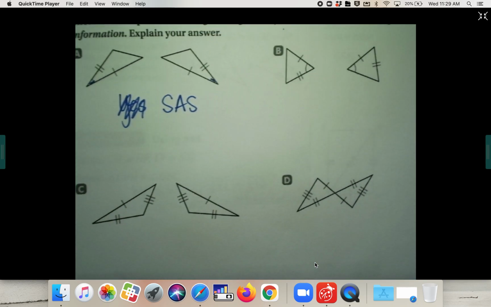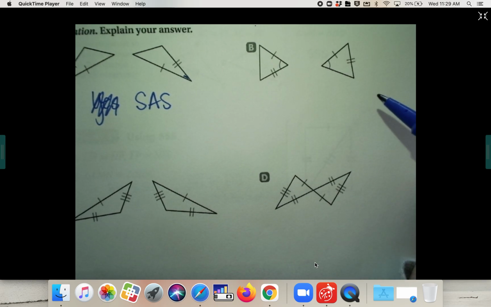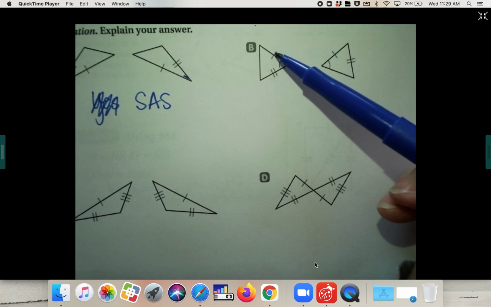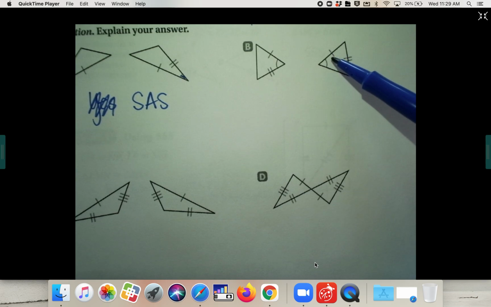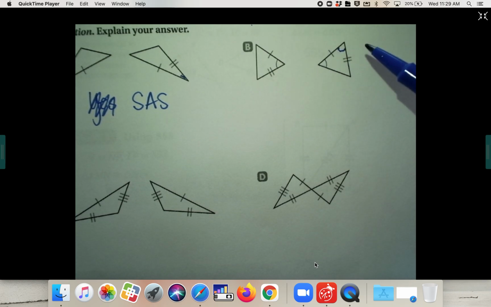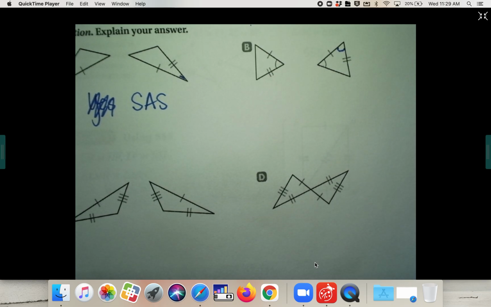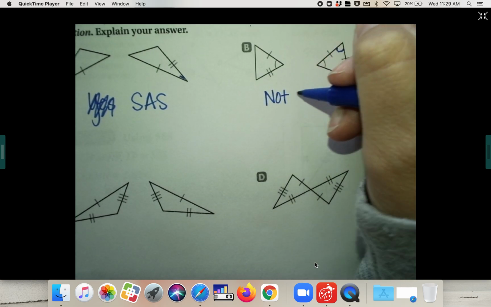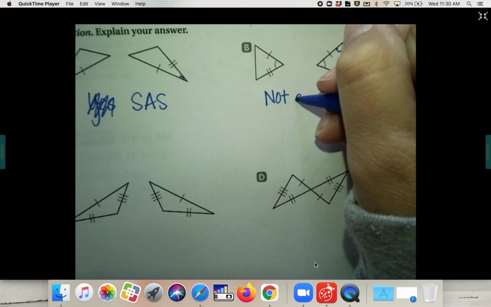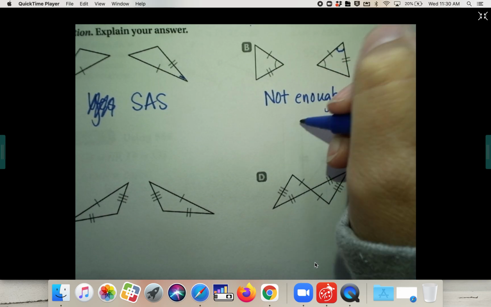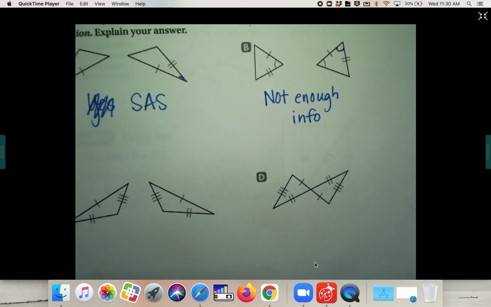I don't know if we needed to write yes or no, but this one is a side, angle, side. All right, on B, we have a side and an angle and a side, and another side and an angle and a side. However, the angle is not included in this one. It would need to have been right here between the two sides, and it's not. So these might be congruent to each other, but for right now, we do not have enough information. So we're going to write not enough information.